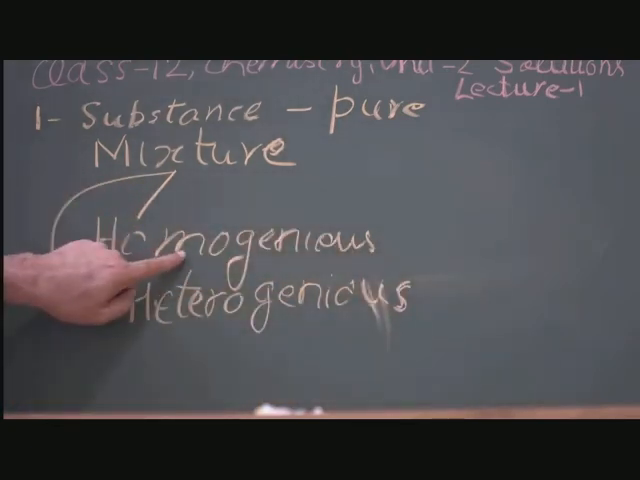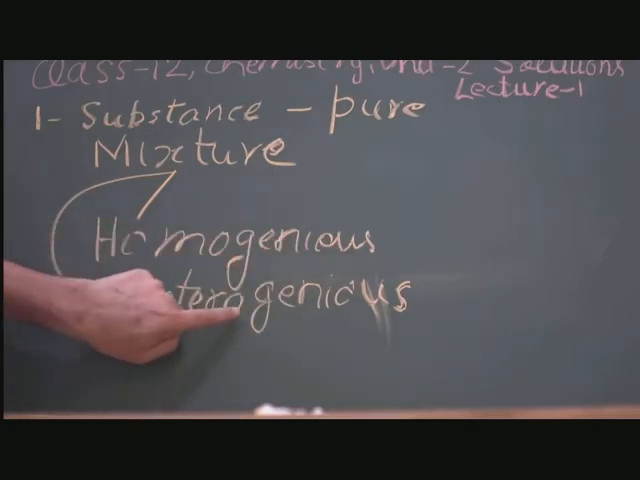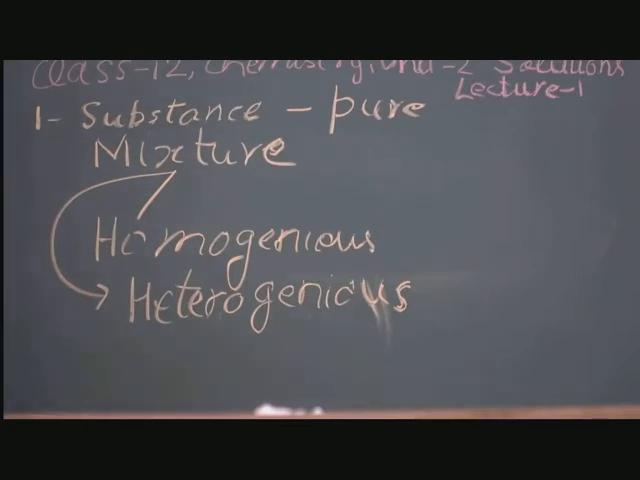Homo means same, genus means composition, hetero means different, genus means composition. Means when we mix two or more than two substances together, the mixture formed may have same composition throughout or may not have same composition throughout. If it's same composition, then this is homogeneous. And if it is different, then it's heterogeneous.